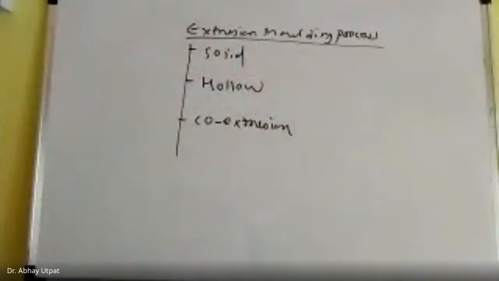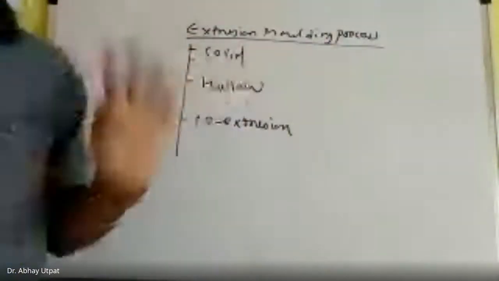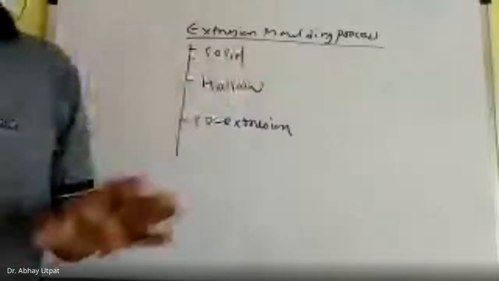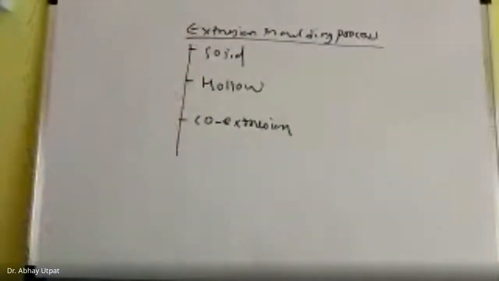Solid part, hollow part, and co-extrusion mean what? Solid part means bar. A plastic bar, rod which is produced, it will be solid. It may act as a raw material for any other product. So that solid bar you can consider as a semi-finished product. Whereas hollow part is plastic pipe, which I was telling earlier. Now that is directly a finished product.